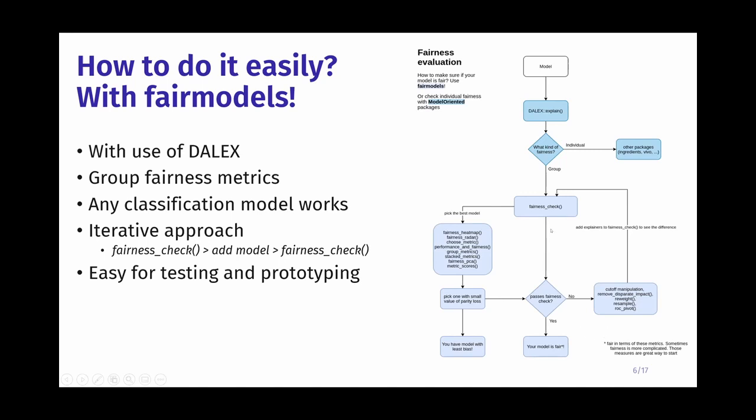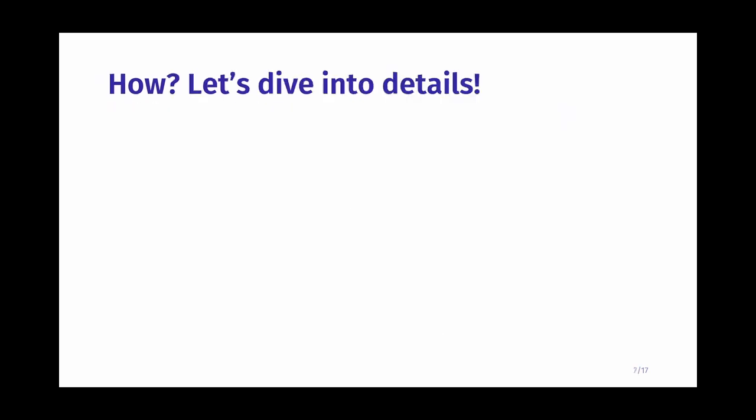If you have more than one model, for example, a dozen models, a better way would be to visualize some of these metrics with other visualization tools, pick the one with smaller parity loss, and either this one passes the fairness check, or you have the model with the least bias. So as you can see, this iterative approach is easy for both prototyping and testing. And let's see how it looks in the code.